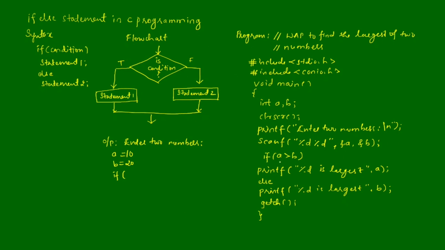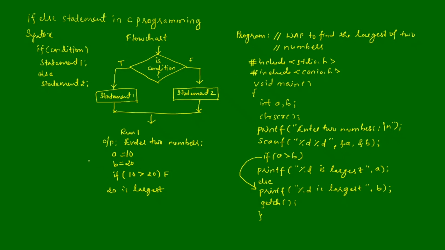Now we are going to check the condition. If a is greater than b: what is a here? 10, greater than 20. Whether it is true or false. Is 10 greater than 20? No, it is false. So in that situation, control directly jumps to the else part, and it is going to print b is largest. So what is the value of b? Here in place of the format specifier, 20 will be printed. So it is going to print 20 is largest. Let us consider this as run 1.